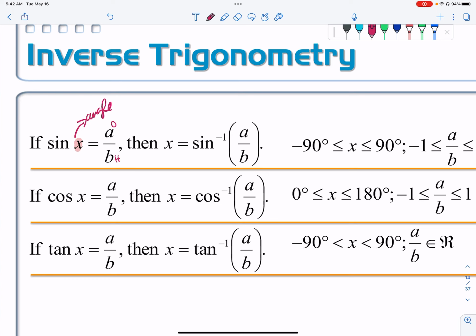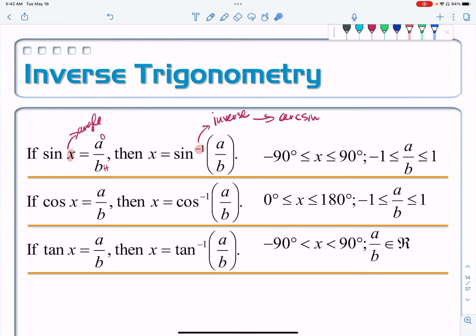Okay, so now the inverse is going to reverse those things. So the inverse of sine looks like this. The thing that looks like an exponent is not actually an exponent. This is the notation for the inverse, and that's the way we read it. We read it as the inverse of sine. Some people call this arcsine, and the reason why they do is because this can be confused with a negative one exponent, which it's not. Negative one exponent means reciprocal, and that is an unfortunate coincidence with the notation. So some people prefer this notation instead.